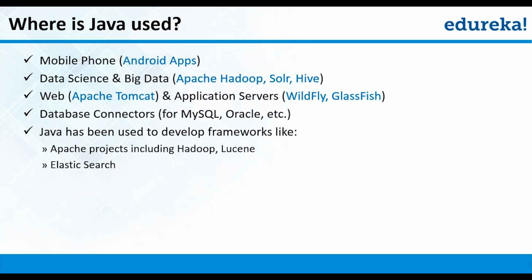If you have a mobile phone, they are all Android based operating systems, and most of the apps are also written using Android APIs, which is again Java. And if you're into data science and big data, that also uses a lot of Java. Like you have the Hadoop framework from Apache, the Solr framework from Apache, the Hive framework from Apache. They are all written in 100% Java. If you are using a web server like Apache Tomcat, that is 100% written in Java. If you are using an application server like WildFly from JBoss or GlassFish from Oracle, that is also completely written in Java.